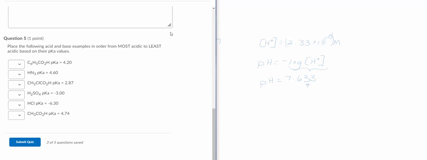And number 5, we're going to place these acids and base examples in order from the most acidic to least acidic based on the pKa values. So the lower the pKa, the more acidic it is. So hydrochloric acid with a pKa of -6 is going to be the most acidic, followed by sulfuric acid. And then we will have this one, which is 3. I'm looking in order, so I'm going up from the smallest number to the largest number, 2.87, and then this one would be 4. Here's 5, and here's 6.